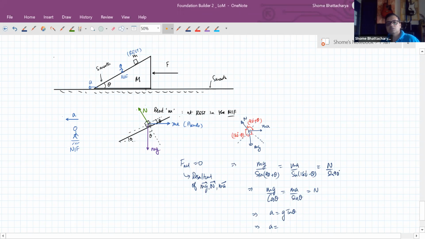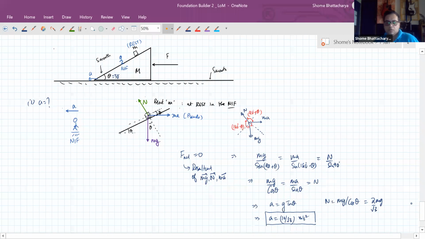Theta, remember, is 30 degrees. So it will become 10 by root 3 meters per second square, and N will become mg by cos theta, so that will become 2 mg by root 3. This will be the normal reaction. But anyhow, here we are more interested in the value of acceleration. That was the first part. We wanted to calculate the acceleration of the wedge so that the block remains at rest on it. So hope this is clear, people. Just make a note of this.